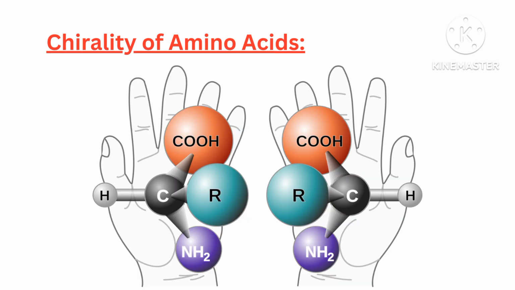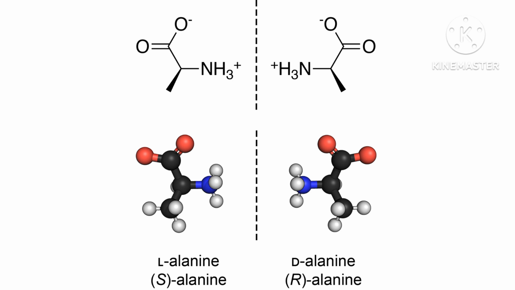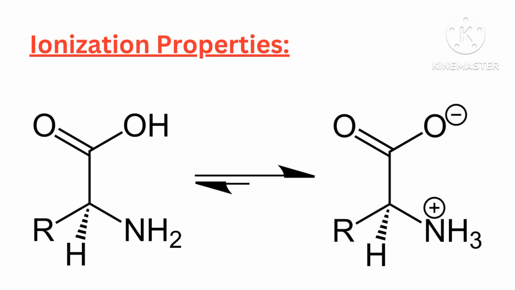Chirality of amino acids. Most amino acids, except glycine, have a chiral alpha carbon, leading to two possible isomers, L and D forms. L amino acids, found in proteins and predominant in nature. D amino acids, found in bacterial cell walls and some antibiotics. Glycine, non-chiral because its R group is a hydrogen atom.